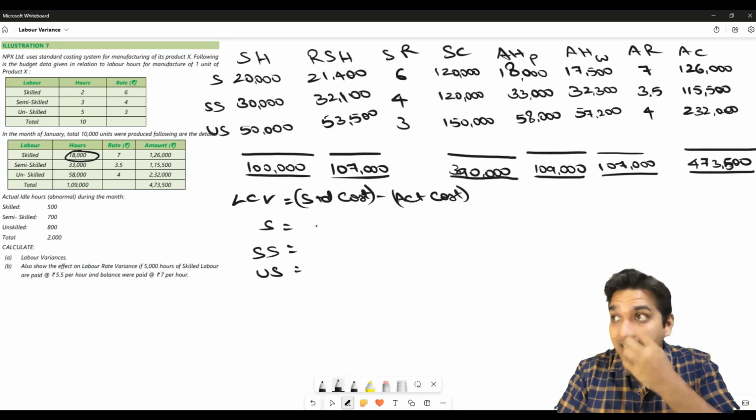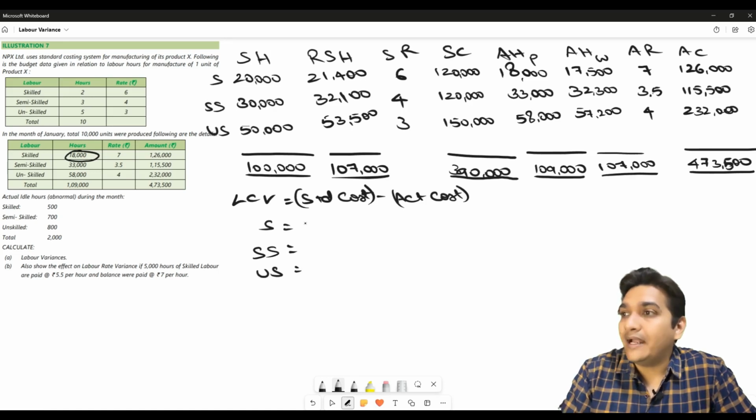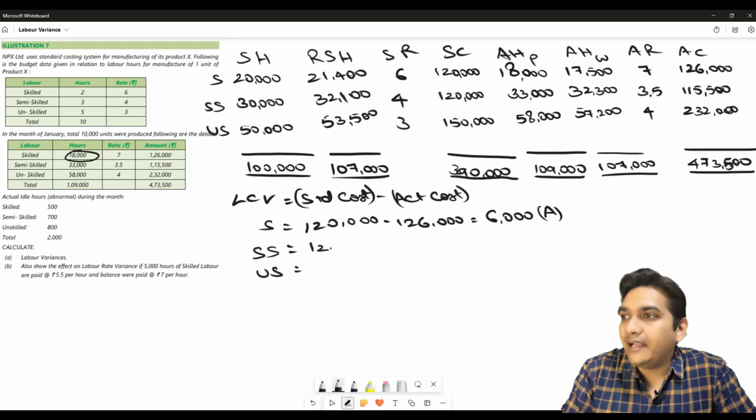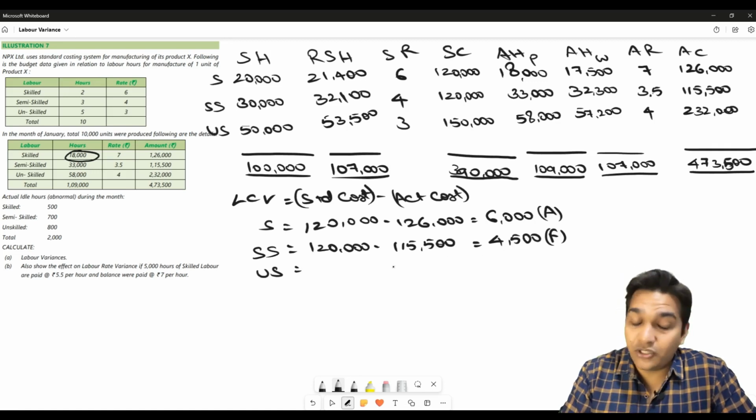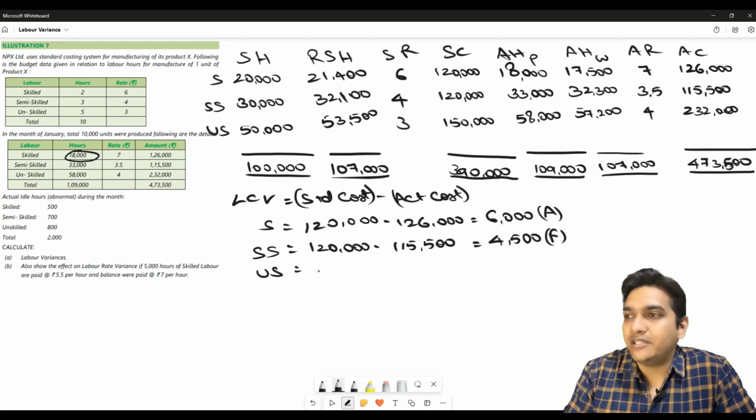So, standard cost for skilled is 1,20,000 minus actual cost is 1,26,000. So we have 6,000 adverse. Now again, why adverse? Because it is in negative. Now semi skilled, again the standard cost is 1,20,000, actual cost is 1,15,500. My variance comes to 4,500 favorable. Why favorable? Because it is in positive.